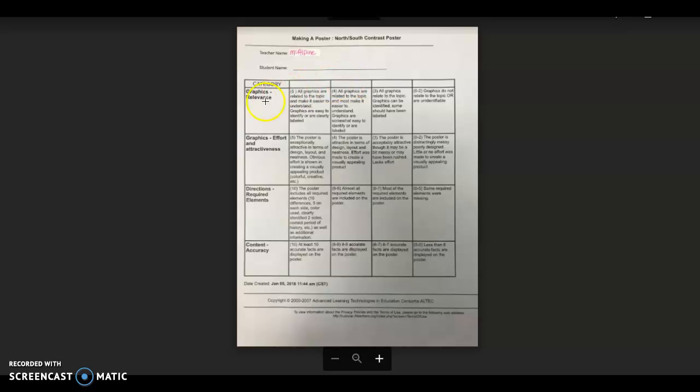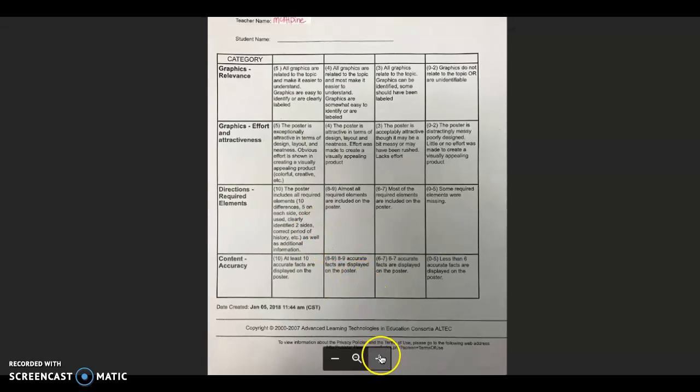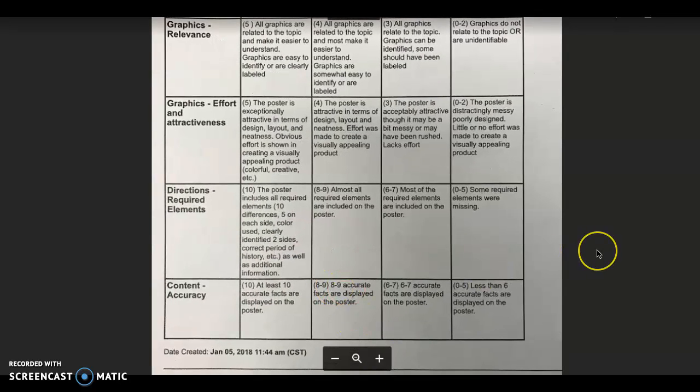There we go. So graphics and relevance: making sure your pictures are relevant to our topic. This is the breakdown, 4, 5, 3, or 0 to 2. Effort and attractiveness: can I tell that you took a lot of time on your pictures and put the most effort into it? I'm not going to grade you based on your ability to draw, but if I can tell that you really gave a solid effort, that is sufficient.